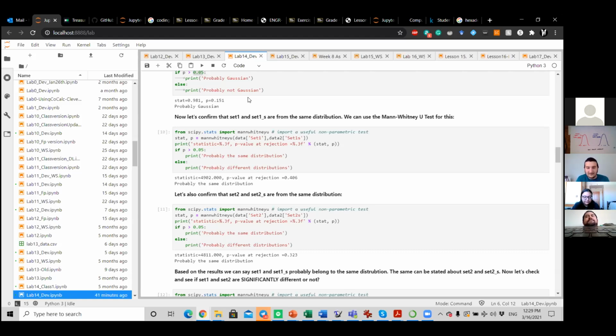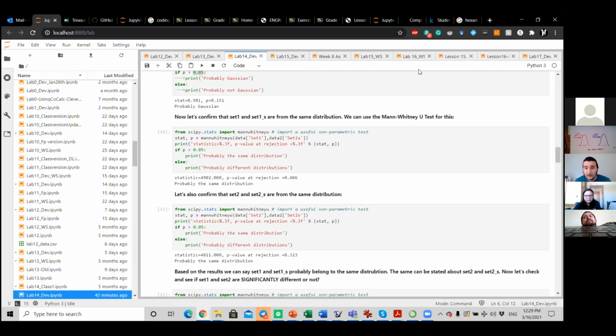If you run a normality test and you decide that, okay, my set is normally distributed, you can go on and use a parametric test. If you run a normality test and your set is not normally distributed, you cannot use a parametric test. You have to use non-parametric tests. Are we clear? Awesome.